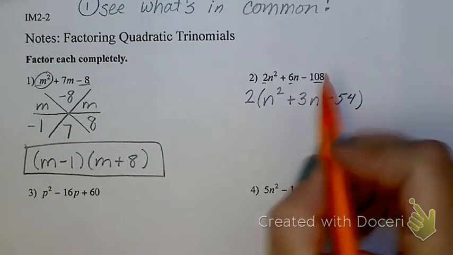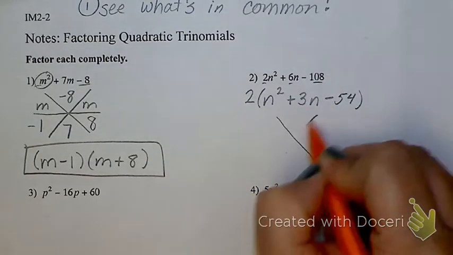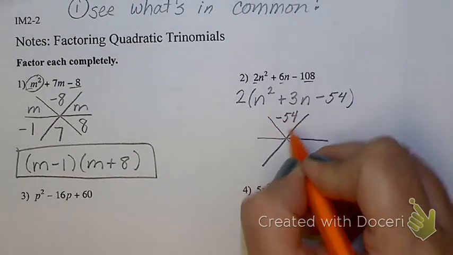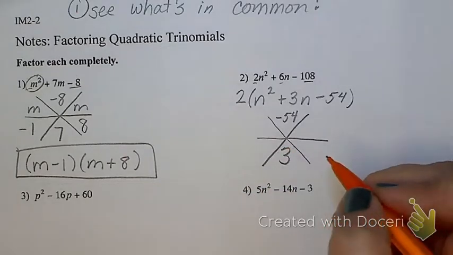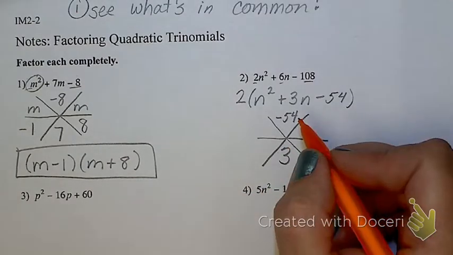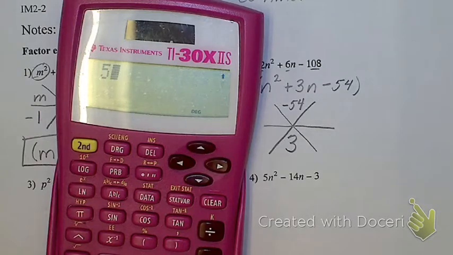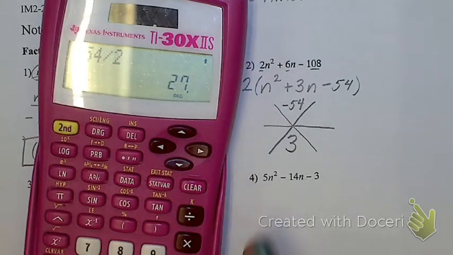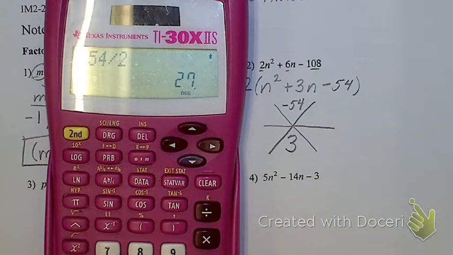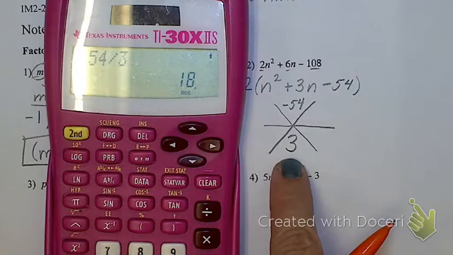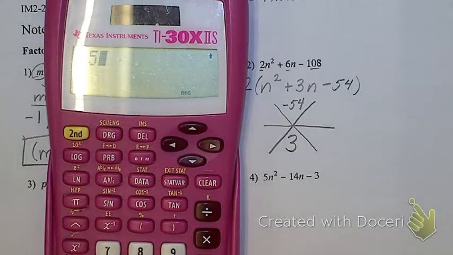Okay. So now I can snowflake this part. What's going to go on the top? Negative 54. On the bottom? 3. Okay, I need two numbers that multiply to get 54 and add to get 3. I'll play around with the negative signs in a little bit. 54, I know divided by 2 is 27. 27 and 2 not going to get me 3. What if I did 54 divided by 3? 3 and 18? Not going to get me 3, are they? 54 divided by, what should I try? 6? 6 and 9? I think we have a winner.